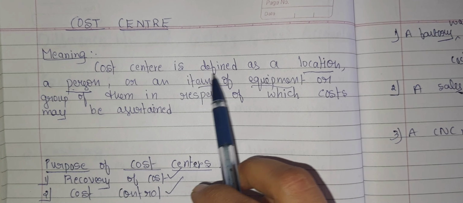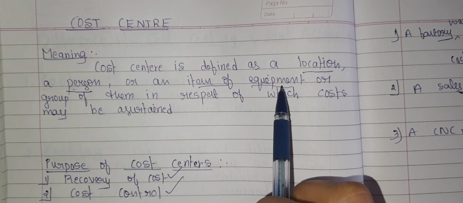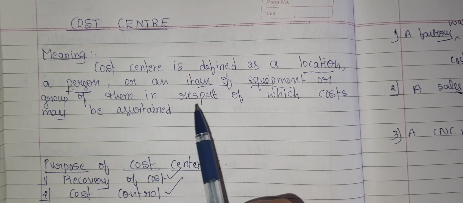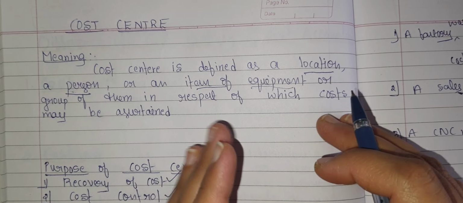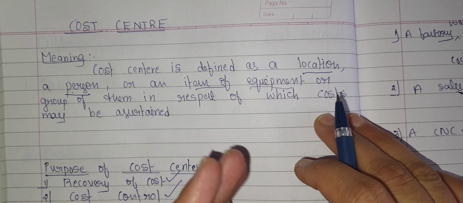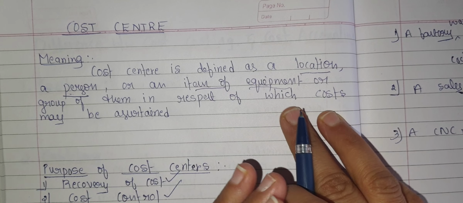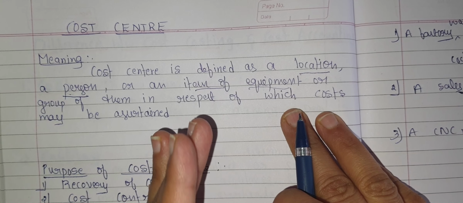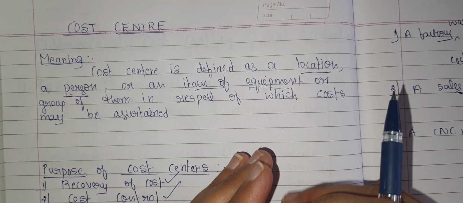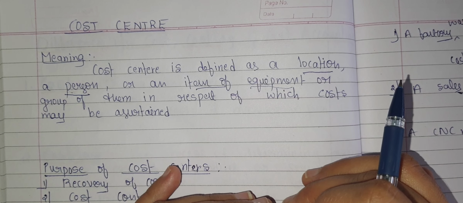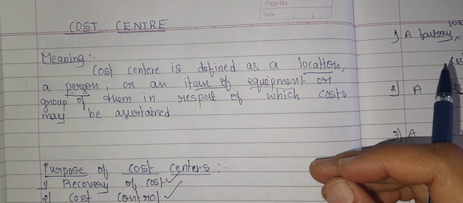Here, cost center is defined as a location, person or an item of equipment or group of them in respect of which costs may be ascertained. It means a cost center is a department, section or unit within an organization where costs are incurred but which does not directly generate revenue.